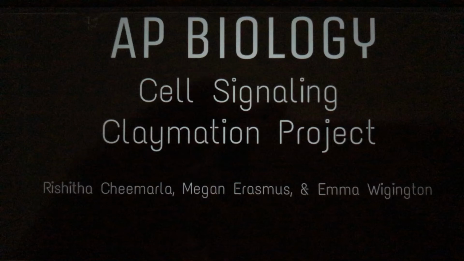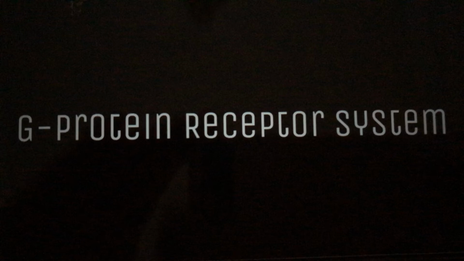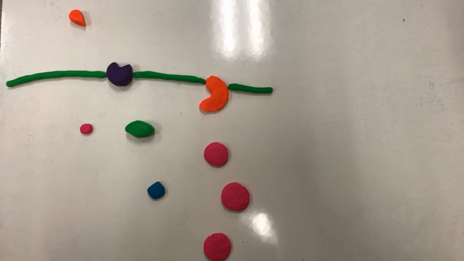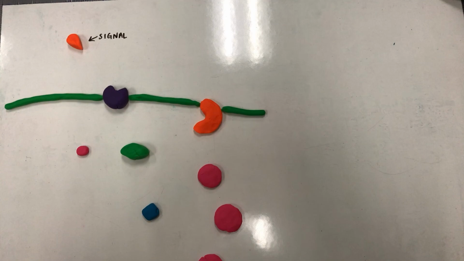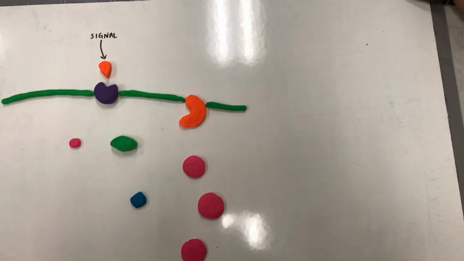This video will show how a cellular response is activated through reception and transduction. We will start with the G protein receptor system. This is a signal protein that binds with the G protein linked receptor to activate it.